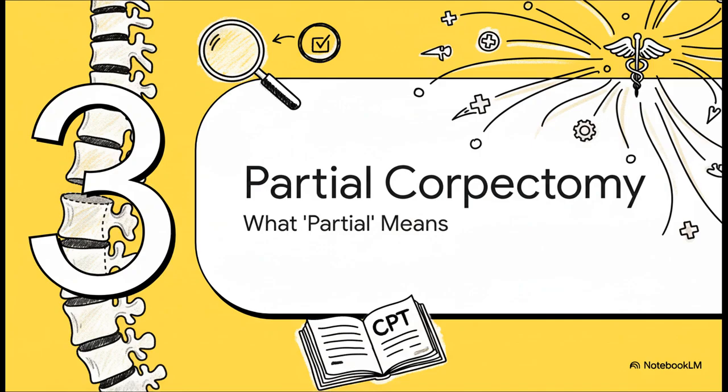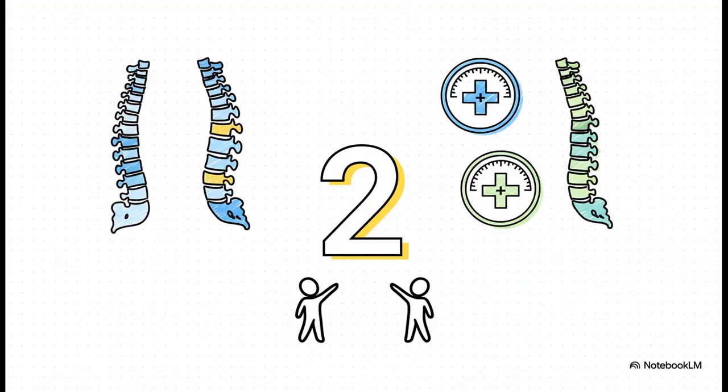All right, let's get even more specific. Into the real nitty-gritty. One of the procedures in this series is a corpectomy, which is just removing part of the vertebral body. But the codes almost always say partial corpectomy. And in the world of CPT coding, partial has a very, very strict definition. To master this, you only need to burn one number into your brain. Just one. And that number is 2.